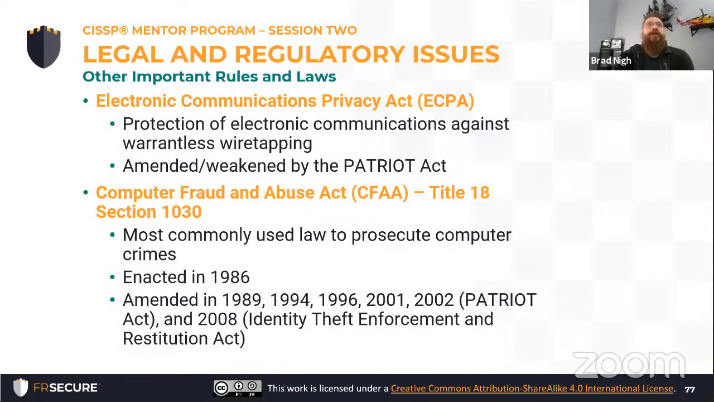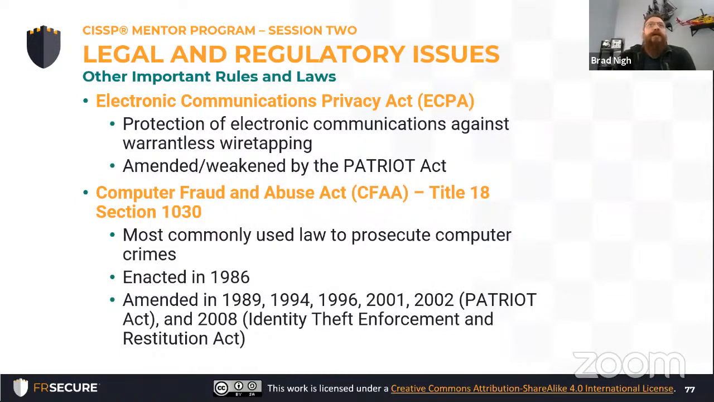ECPA, Electronic Communications Privacy Act. This was the protection against warrantless wiretapping. It was really basically kind of gutted by the Patriot Act, which we're going to cover here in a second. So just know that the Electronic Communications Privacy Act was protection of electronics against warrantless wiretapping.